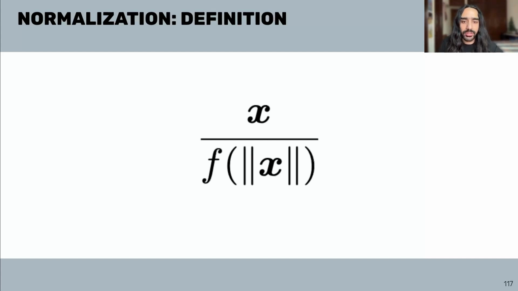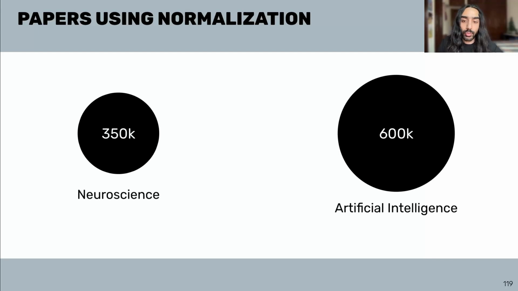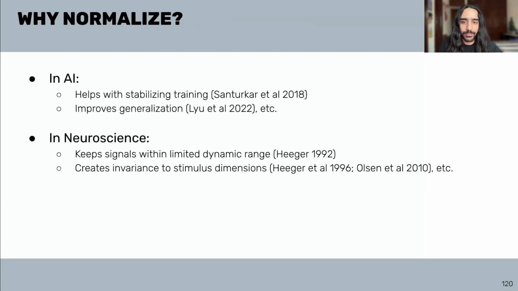At its core, normalization is a computation in which you can take a vector x and divide it by some function of its magnitude. A simple Google Scholar search of normalization in neuroscience and AI reveals that there are thousands of papers using and investigating normalization. So, why is this simple operation so pervasive in both these fields? Let's look at some of the reasons.